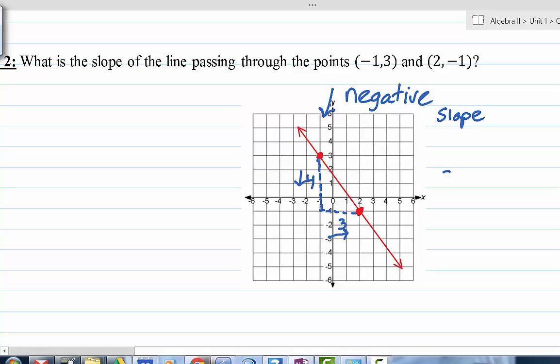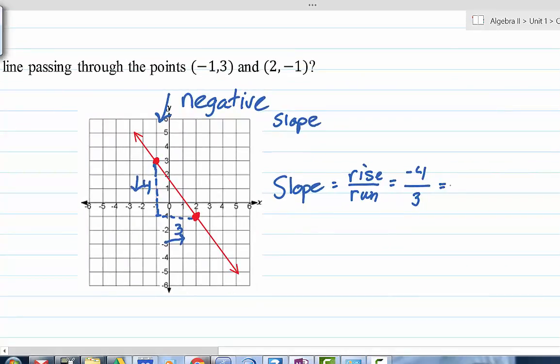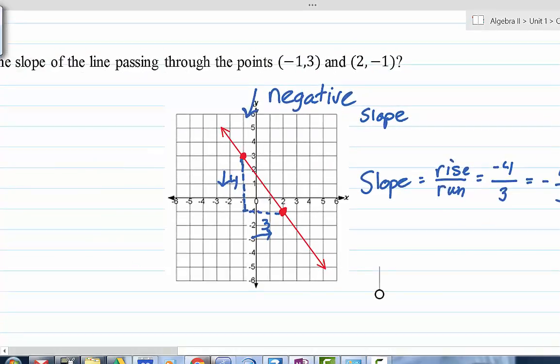So if that's the case, I know that my slope, being rise over run, I went down 4. So if I went down 4, I kind of went negative 4. And I went to the right 3, right? So my slope is just -4/3. Now, that's graphically how we can see that slope.